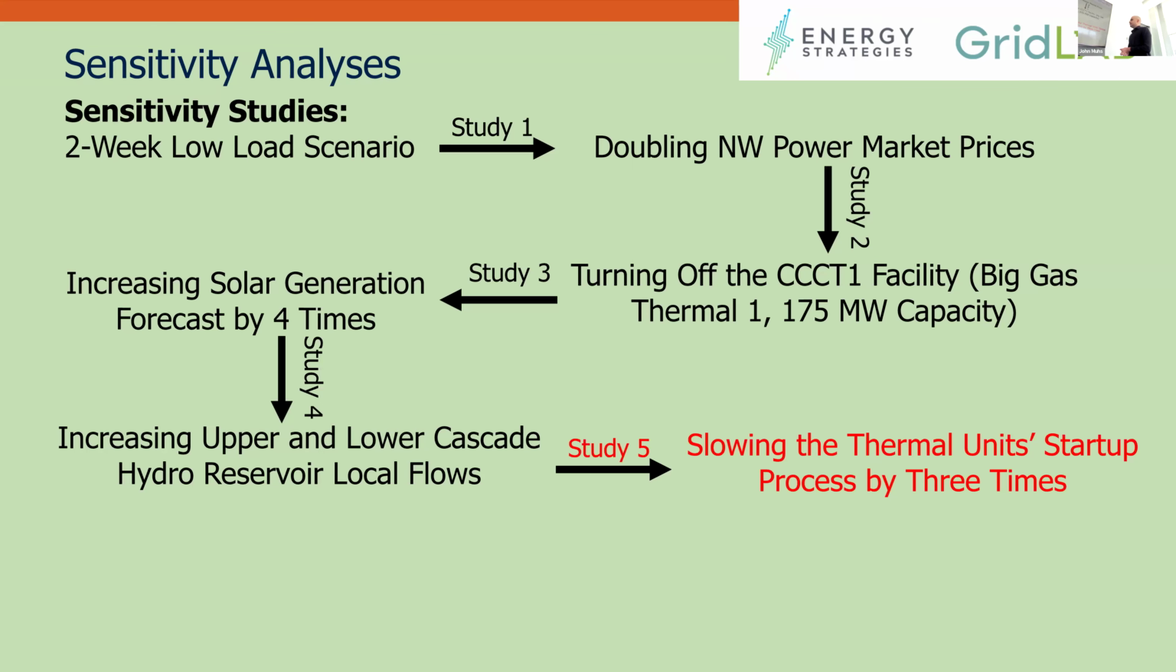Then the next incremental change is to slow the thermal units startup process by 3 times. One thing about ADSS is that if you want to make a change, there are a lot of options to make that change. For example, we can just change the startup time of the thermal units. There is another parameter specifically for the ramping rate. You can change the cycling prices. So there are a lot of ways to make one specific change, and that's a very good flexibility that ADSS provides.